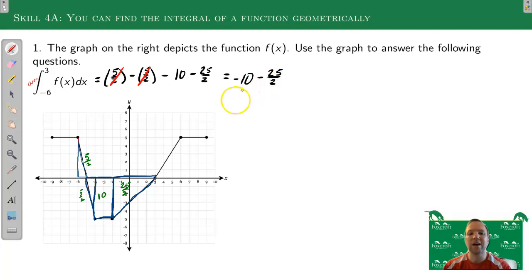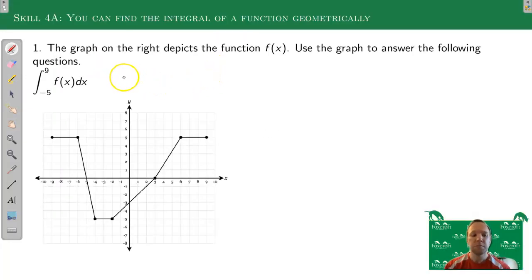Technically, I'd be fine with that. If I want to, I can say this is -20/2 minus 25/2, and that's -45/2. Or you can write it as a decimal. That's basically the idea of this. This symbol means area, and just find the area between those x values that we're being asked for.